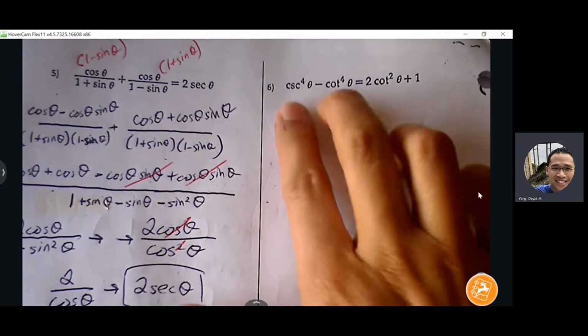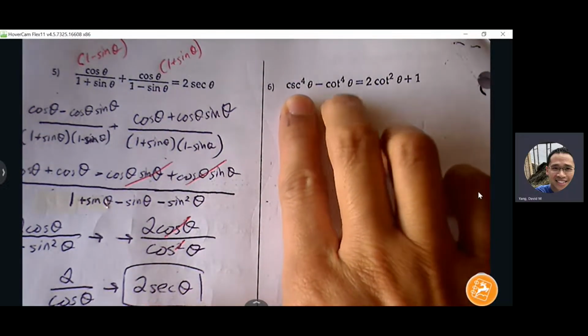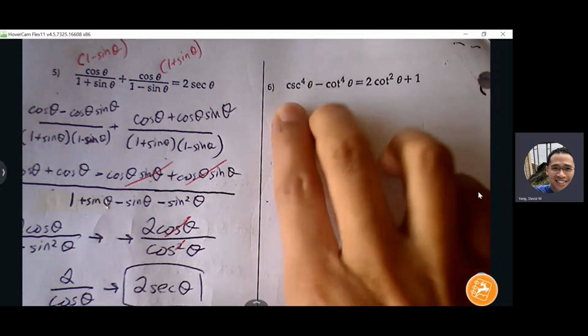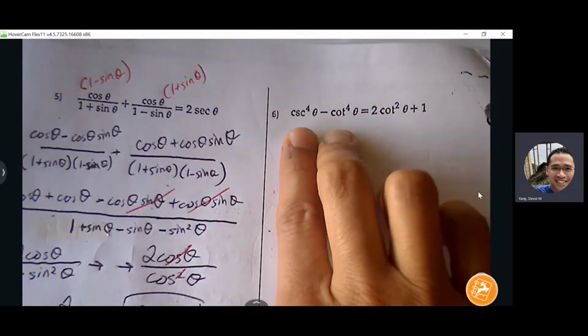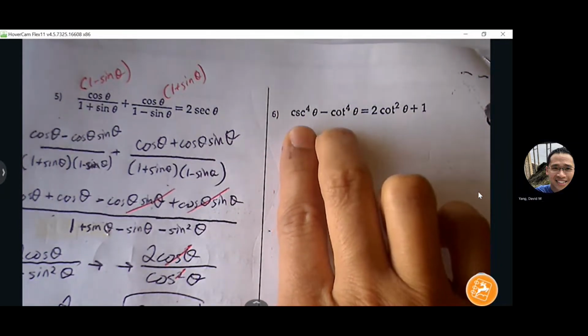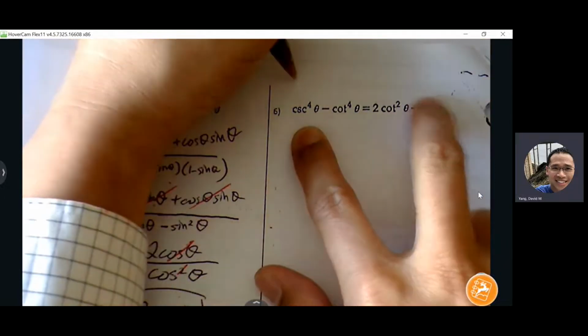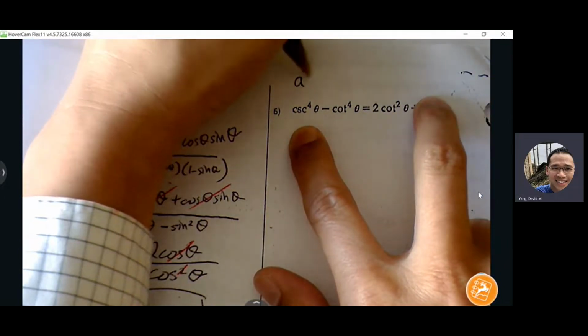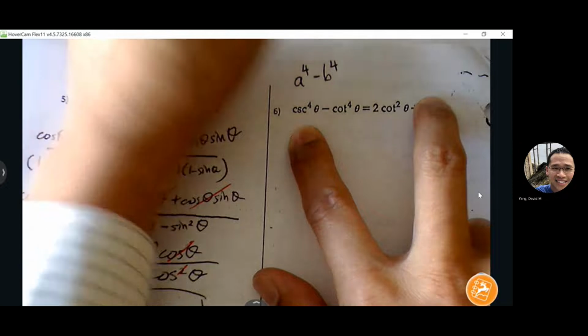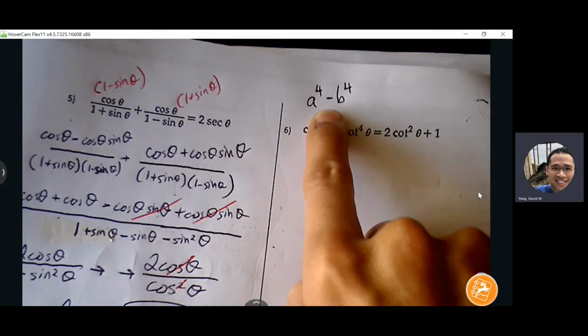Okay, cosecant to the 4th minus cotangent to the 4th. Does that ring a bell? Does that look like anything that we can handle? Fine. All right. Let me give you this example here. What if I gave you a to the 4th minus b to the 4th? What can we do with that?